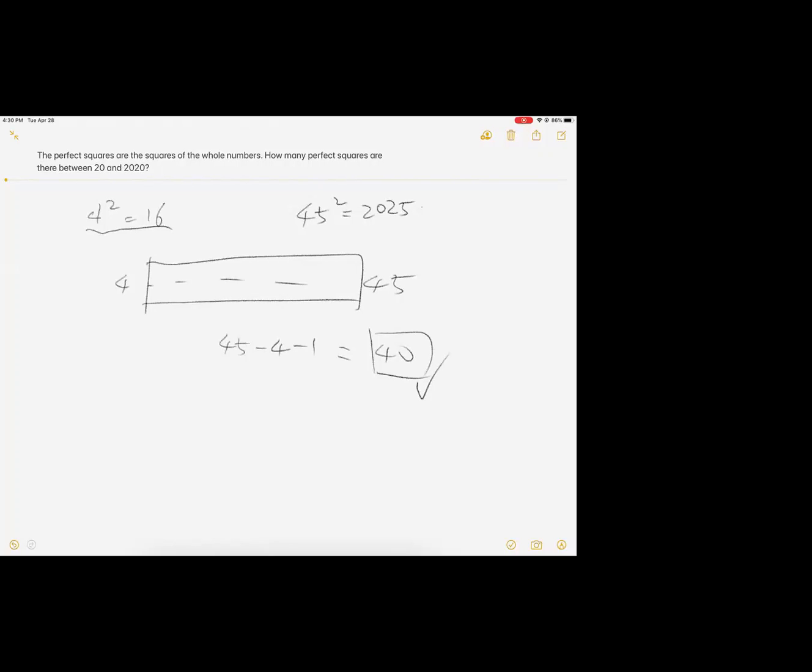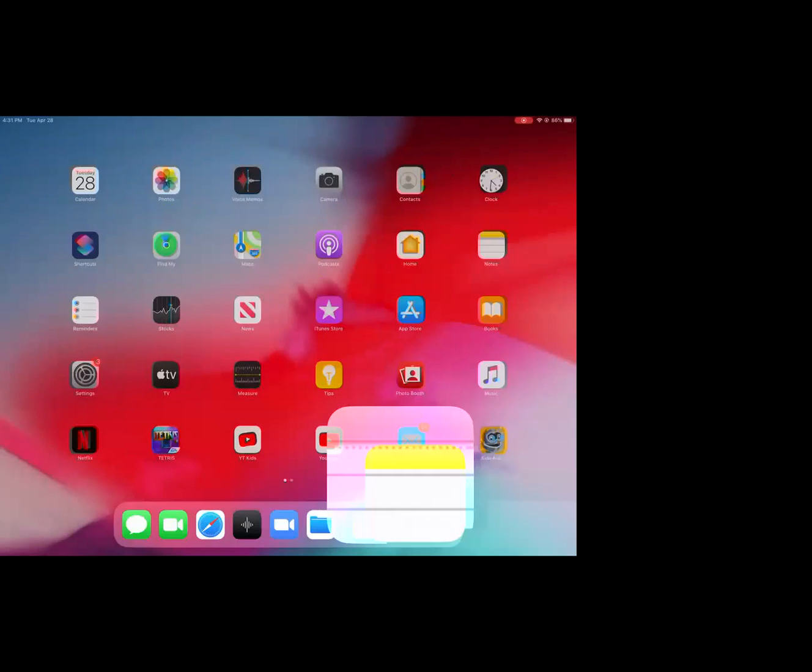Any other solutions to this? Okay, so this is one of the easier ones, but still, you have to know how to count, right? And you need to realize 45 squared is just right above 2020. Okay, let's move on to the next one.